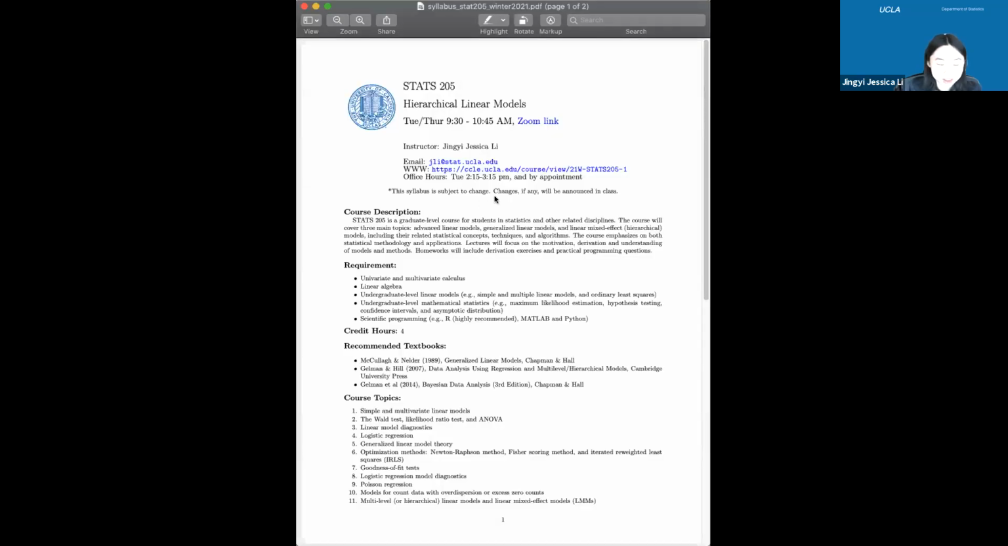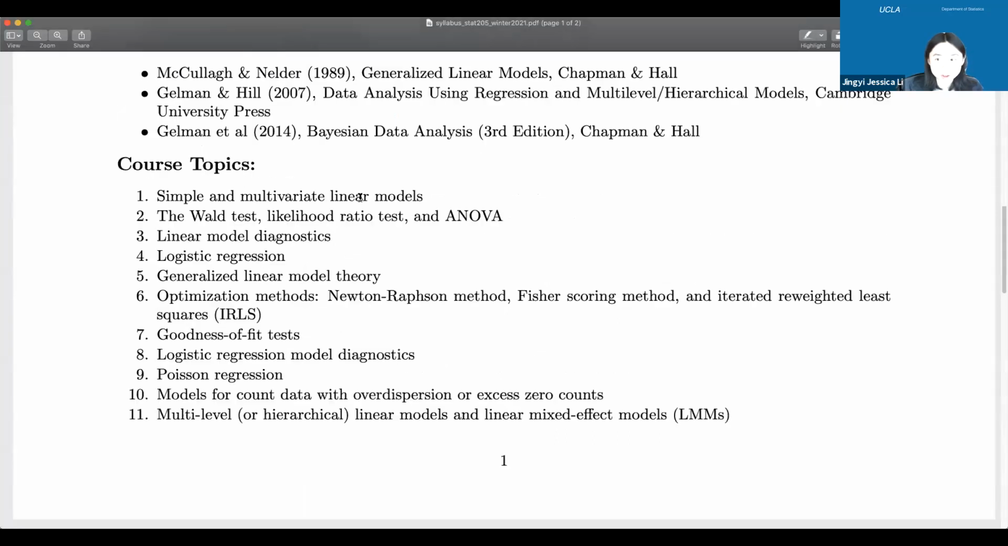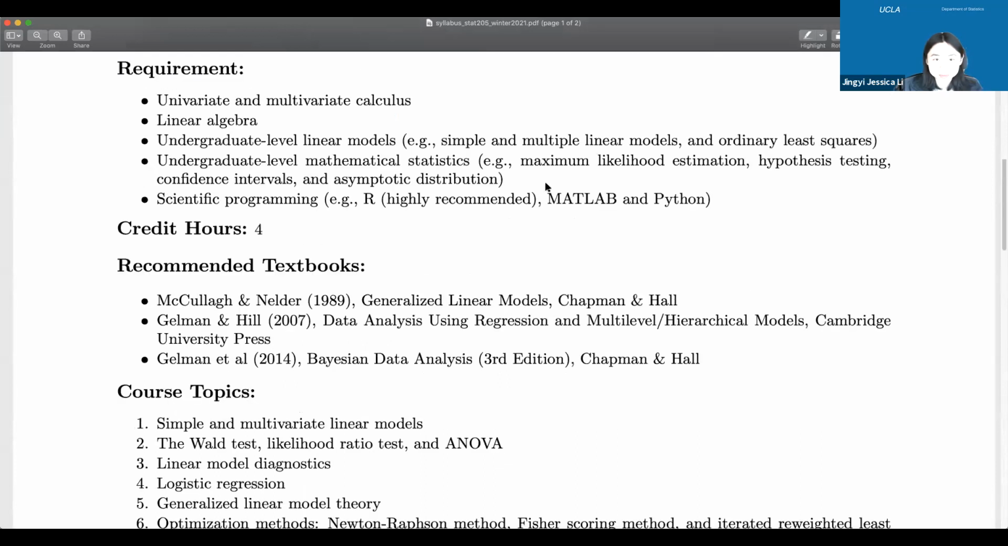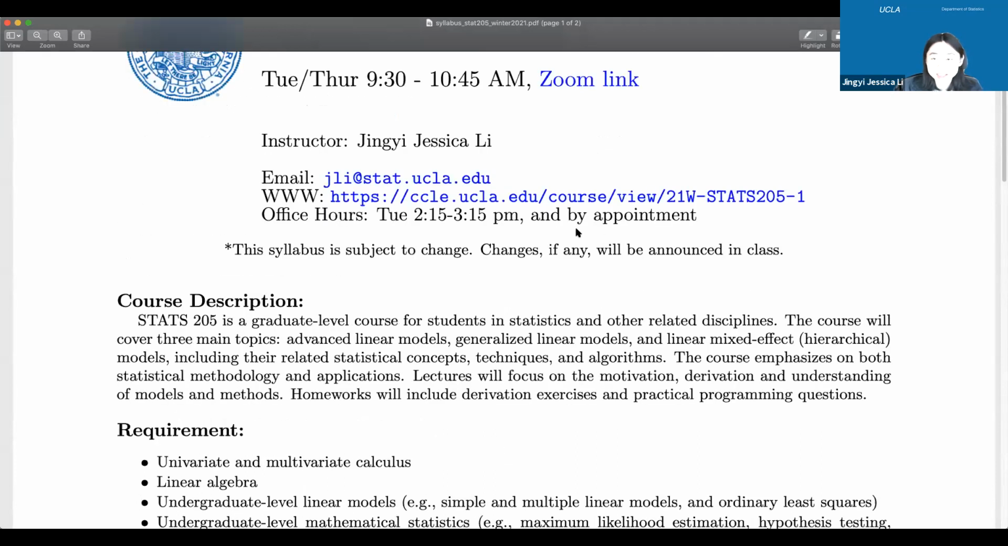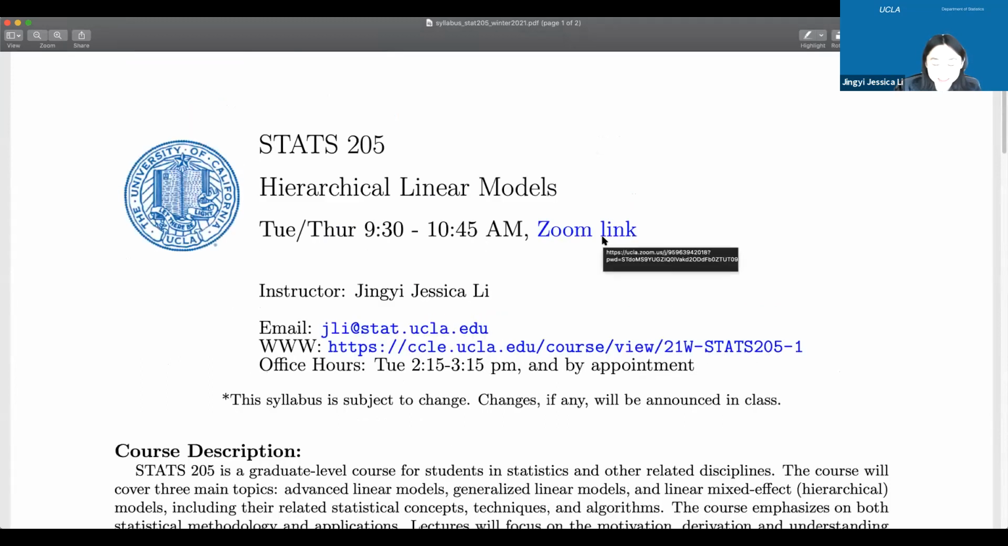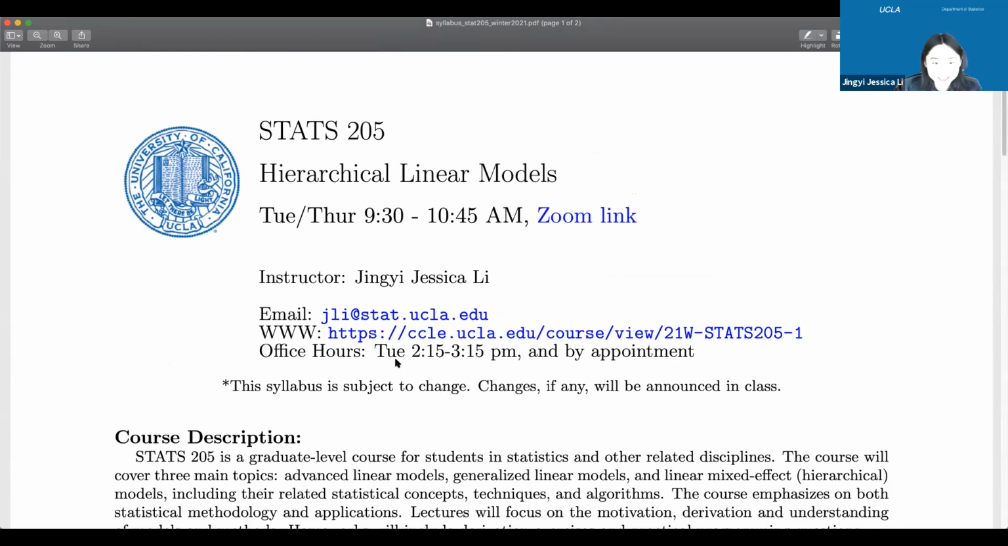Okay, so this is the syllabus, Stats 205, Hierarchical Linear Models. Let me make this wider. As you can see in the syllabus, we have the Zoom link, which you can also find on the CCLE homepage. Since you're already here, I assume you got a link. The office hour is on Tuesdays from 2:15 to 3:15, or if it doesn't work for you, you can schedule an appointment with me.